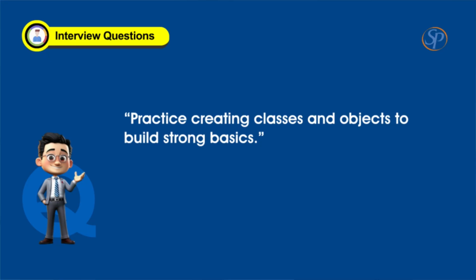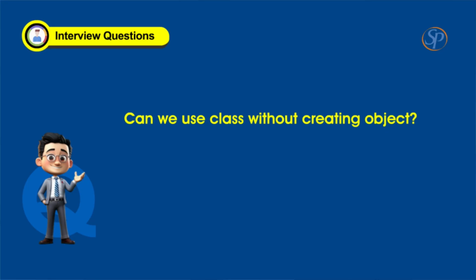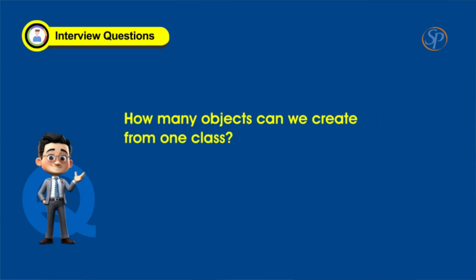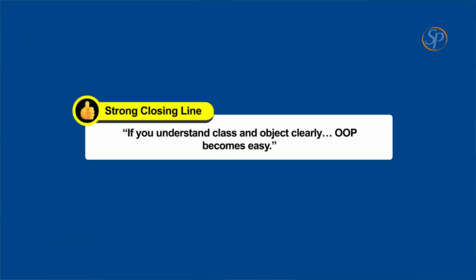Now let's see questions. What is a class? What is an object? Difference between class and object. Can we use class without creating object? How many objects can we create from one class? What is the role of new keyword? If you understand class and objects clearly, OOP becomes easy.